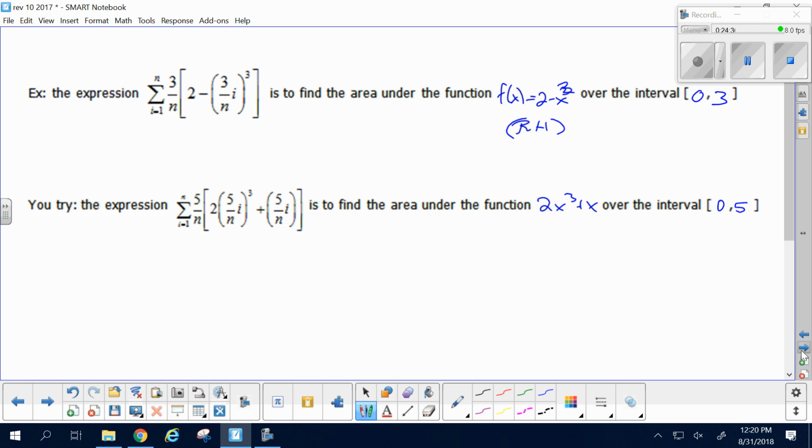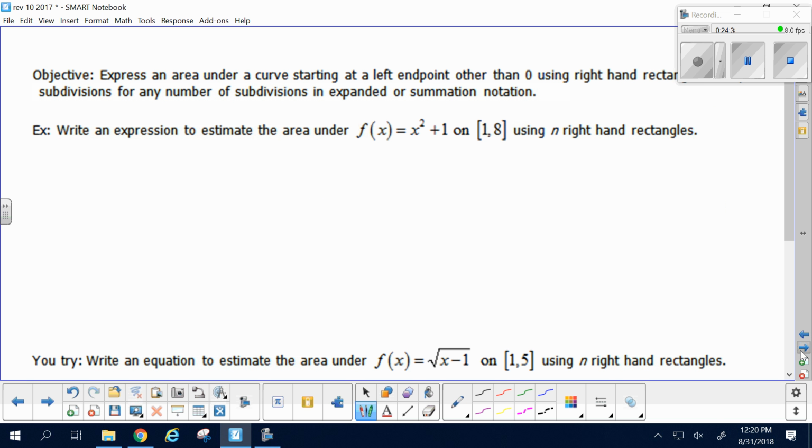All right, now these are all cases where it's starting at 0, and that makes things easier. When you start at 1 or any other non-zero number, things get a little more complicated. So, let's express an area under a curve with a left endpoint of something besides 0. If I have that same curve, x squared plus 1, I draw it really wide, obviously not drawing to scale, from 1 to 8, and I use right-hand rectangles.